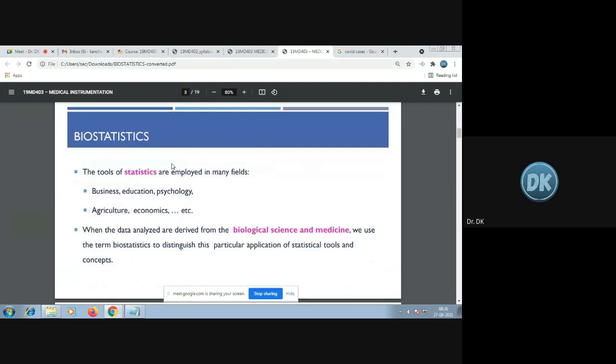So now the biostatistics definition. Like I said before, statistics is used in different fields. We can use it in business, education, psychology, agriculture, economics. Lots of domains have applications of statistics. Whatever data they take, they give it to the statistical tools, and then they analyze and predict whatever research they are doing.